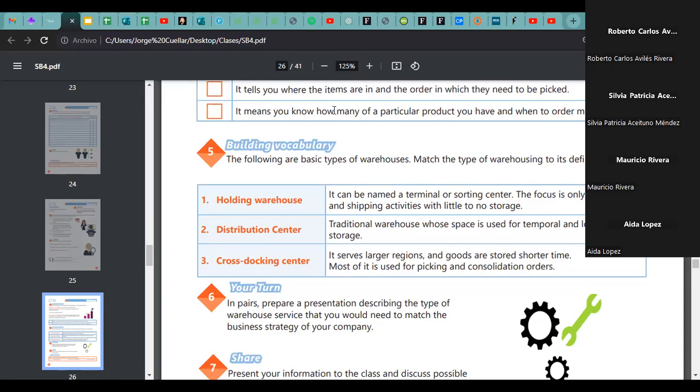So cross-docking center is going to be? It can be named a terminal or sorting center. The focus is only on receiving and shipping activities with little to no storage. Teacher, I have a question. The cross docking center, what is the meaning in Spanish? The meaning is exactly what you say there. Yeah, but it's going to be like un centro donde solo se recibe y se exporta algo. So it's not a distribution center. Ah, okay. It's not temporary, but it's served only like a port. It's like a hub where you get something and then redistribute the rest to other departments or other warehouses.